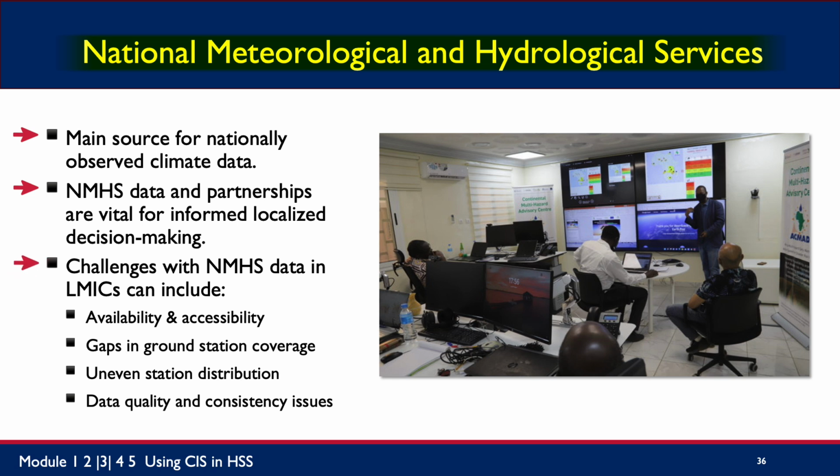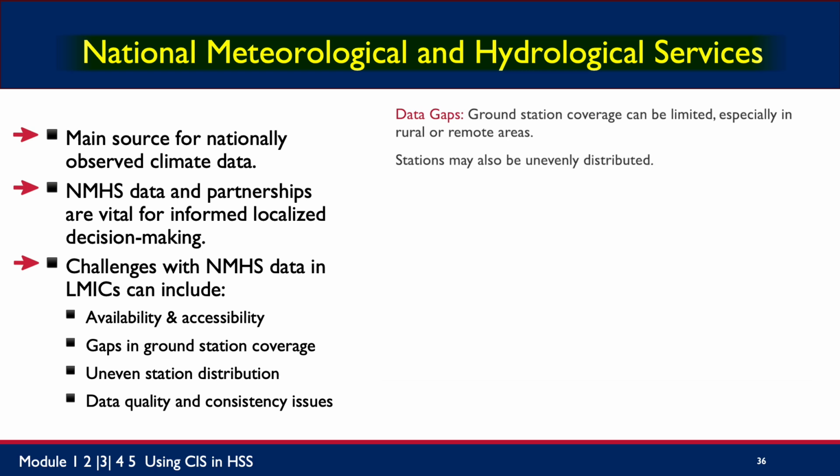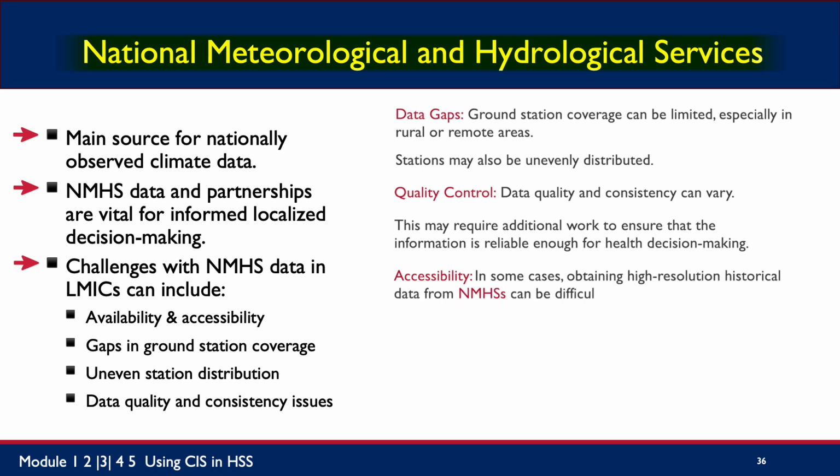However, there are some key challenges to be aware of. Data gaps. Ground station coverage can be limited, especially in rural or remote areas. Stations may also be unevenly distributed. Quality control. Data quality and consistency can vary. This may require additional work to ensure the information is reliable enough for health decision-making. Accessibility. In some cases, obtaining high-resolution historical data from NMHSs can be difficult, even with agreements in place.